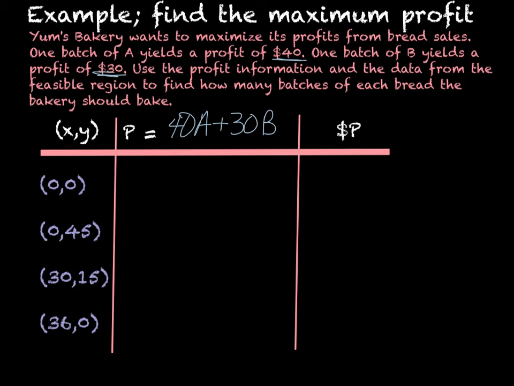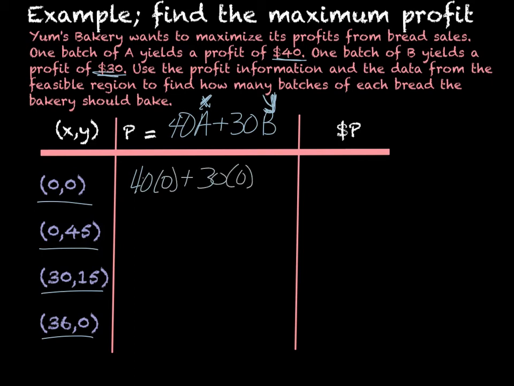So we're going to just put in our X and our Y. So technically, instead of saying A and B, we should have said X and Y, but it doesn't really matter as long as we know what things correspond to. So I need to find my profit for each of these different vertices, because these are the vertices from before: 0, 0, 0, 45, 30, 15, and 36, 0. So I'm going to put in 40 times 0 plus 30 times 0, and if I multiply that out, obviously I get $0.